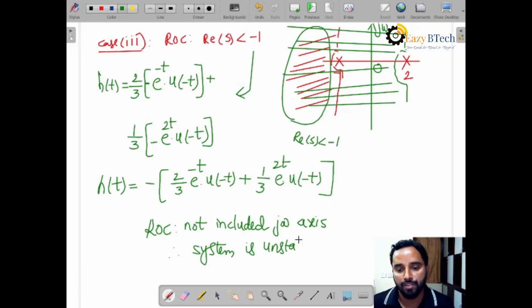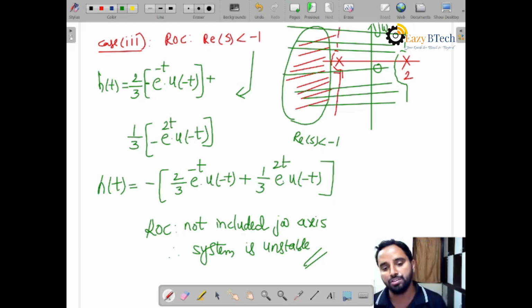So in this problem we have covered stability and inverse Laplace transform. Both concepts are covered here. The system is stable if the ROC includes the j omega axis. So here the ROC is less than minus 1, and there is no j omega axis in less than minus 1. That is why the system is unstable.